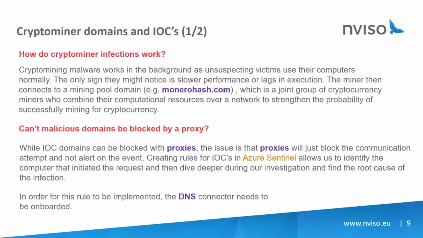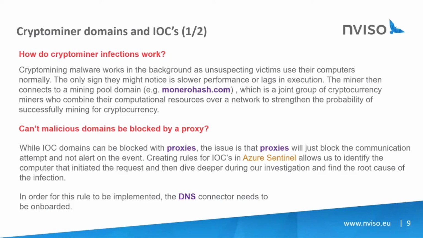And one might say, okay, but why not just block a list of non-malicious domains at the proxy level? The thing with trying to block things at the proxy level is that, yes, the communication will get blocked, but an alert won't get generated. So if you create a detection rule for crypto miner domains, you can then detect which computer initiated the request and start the investigation from there, maybe discover other hosts as well.